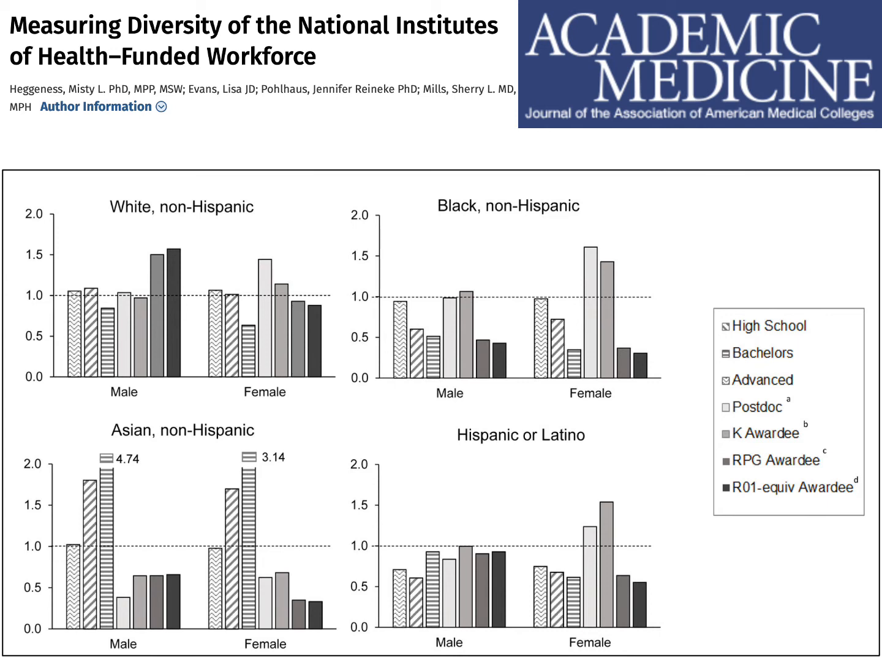From left to right, the bar graphs indicate advancements in research career stage, from high school to bachelor's degrees to advanced degrees such as master's, postdoctoral awards, K awardees, and R01 level awards. Interestingly, white, Black, and Hispanic women are overrepresented at the postdoctoral and mentored K positions.